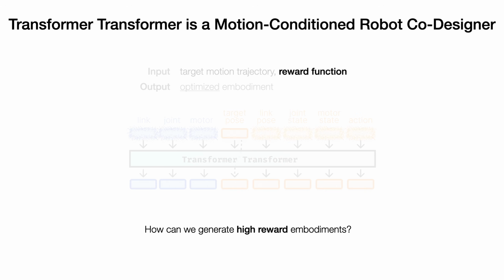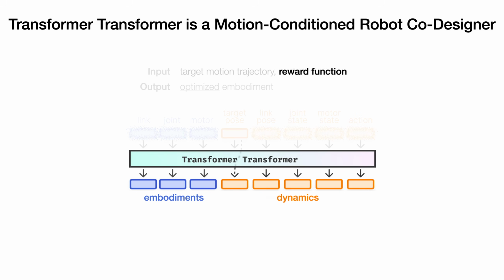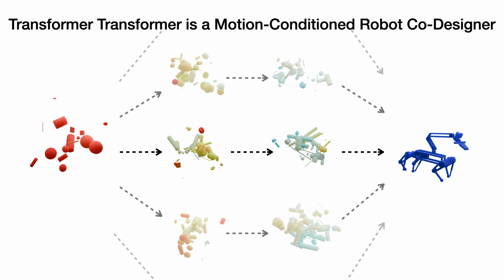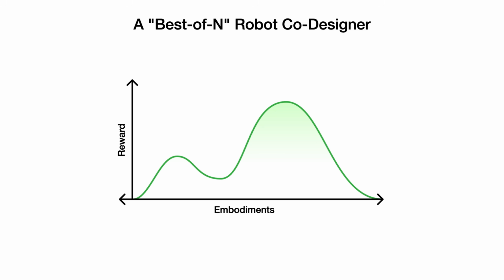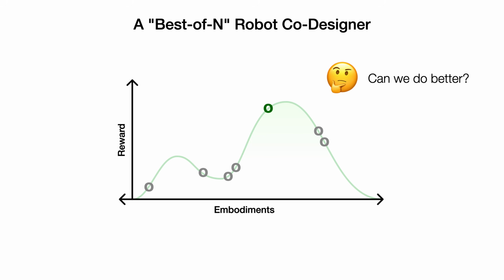Here's the trick. We can use the input reward function to turn the model's own embodiment and dynamics prediction into a pseudo reward prediction. With this reward prediction, we can simply ask the model to generate lots of robots in parallel, predict the reward for each of them, and then return the best one. And this works because we're essentially doing best of n sampling. Imagine that this is a slice of the optimization landscape. As long as we sample enough and then return the best one, we'd likely get pretty good candidates. But could we do better?